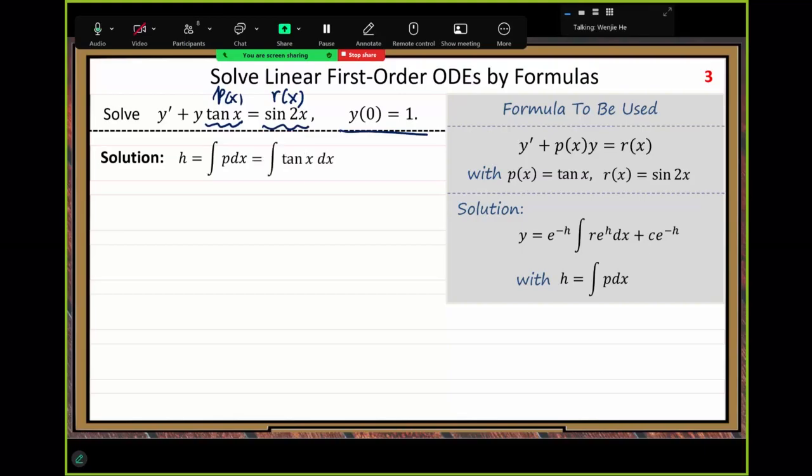The integral of tangent X function. Tangent, we know it is sine over cosine, right? Tangent of X equals sine X over cosine X. So then, can you write in this form? Here I did one jump, because we know tangent X equals sine of X over cosine of X.